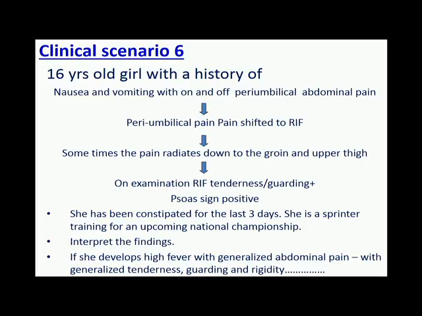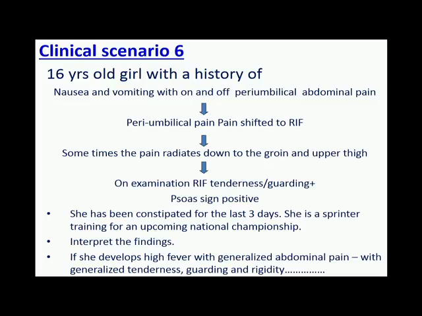Initially her pain was periumbilical, which is associated with nausea and vomiting. Later, the periumbilical pain shifted to the right iliac fossa. And sometimes the pain radiates down to the groin and upper thigh. Sometime later, this patient complains of pain going into the lower abdomen, groin region, as well as the upper thigh.